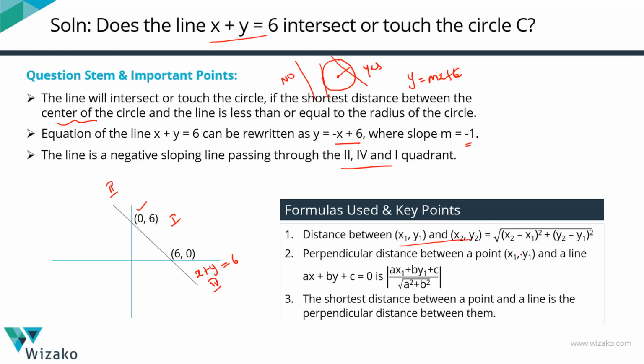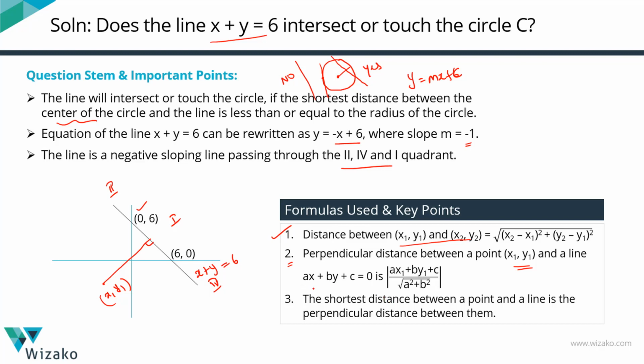Then the distance between the 2 points is given by the square root of (x2 minus x1) the whole square plus (y2 minus y1) the whole square. This is a formula that all of us know. The perpendicular distance between a point, let's say I have a point whose coordinates are x1, y1, and the line given, is given by this particular formula.